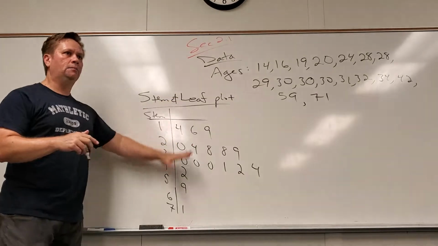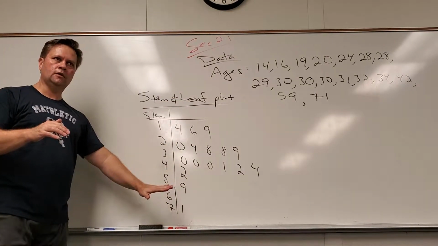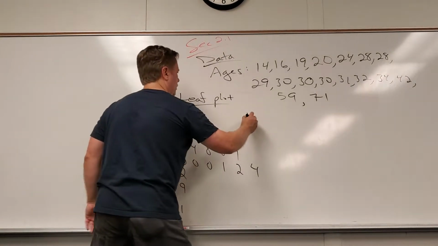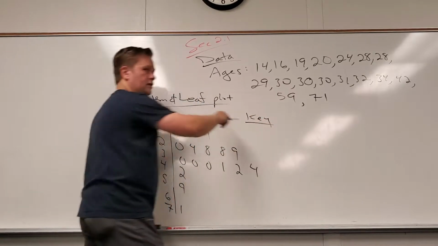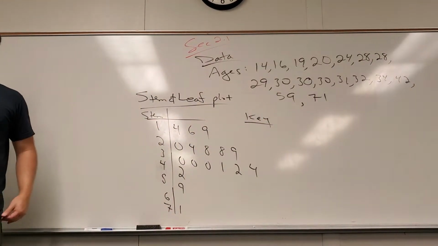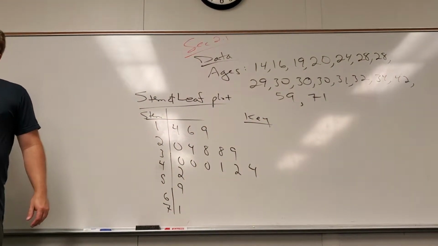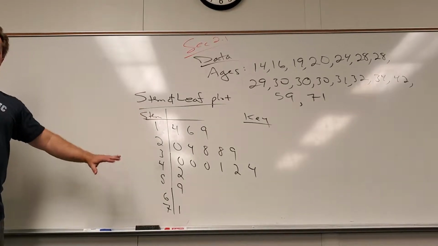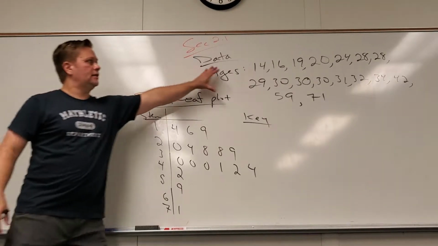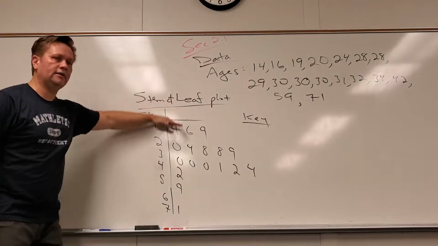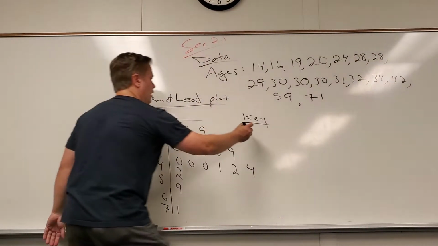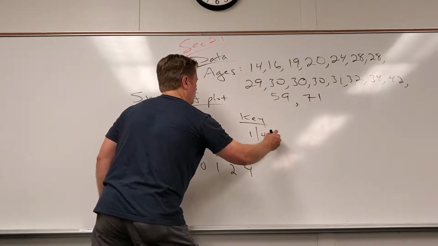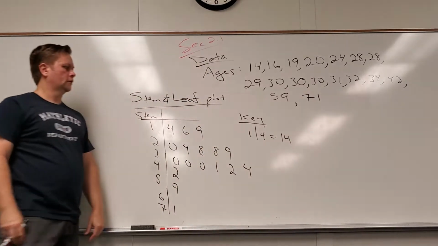Now, this is not complete right now. I have to give somebody a key. If you don't give me a key on this kind of problem, you're going to lose points. You just give me one example so I know how to read this. Because whoever you show this to, they're not going to see the data, they're only going to see this. So I want to tell them that 1/4 means 14. You with me?